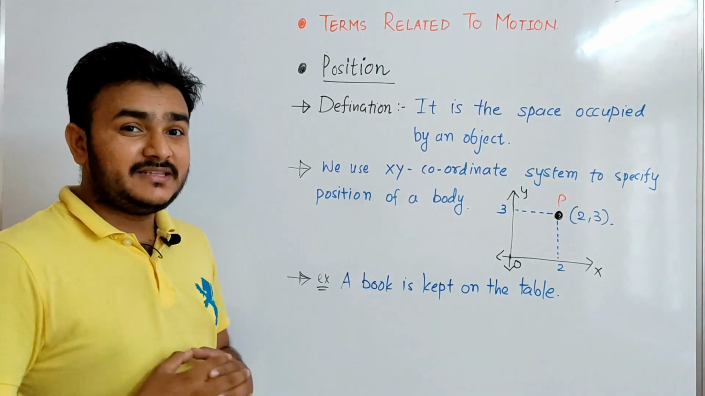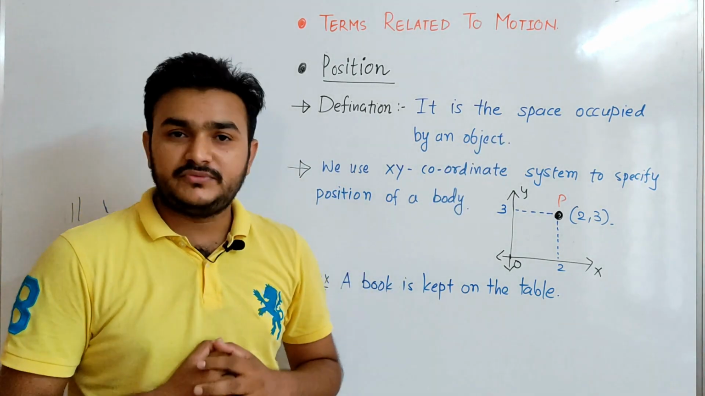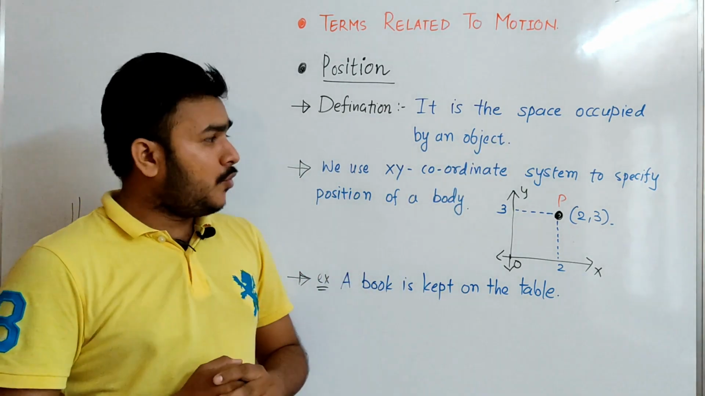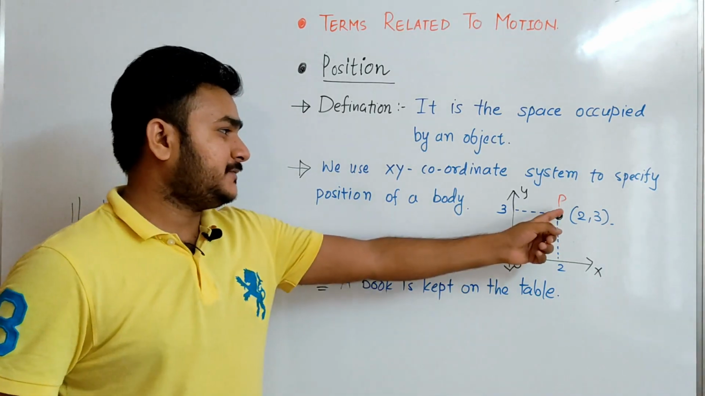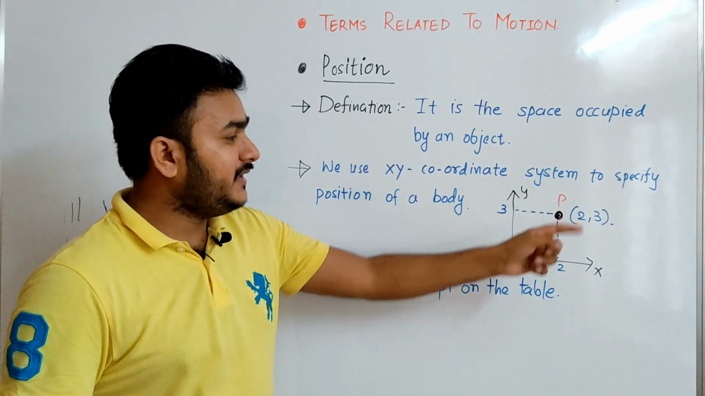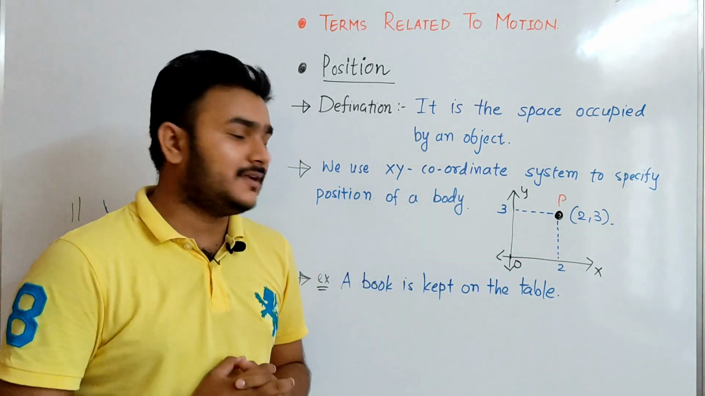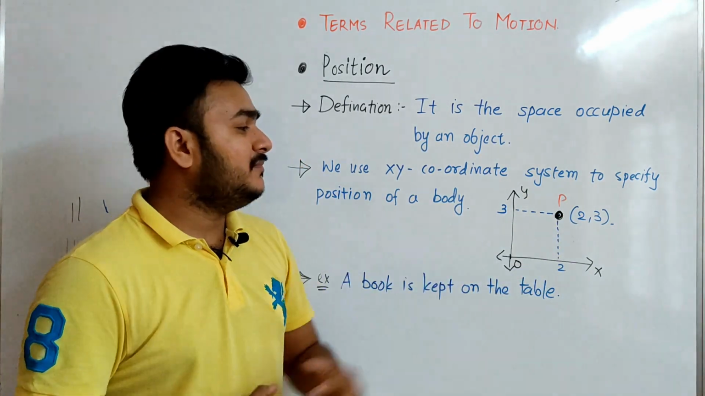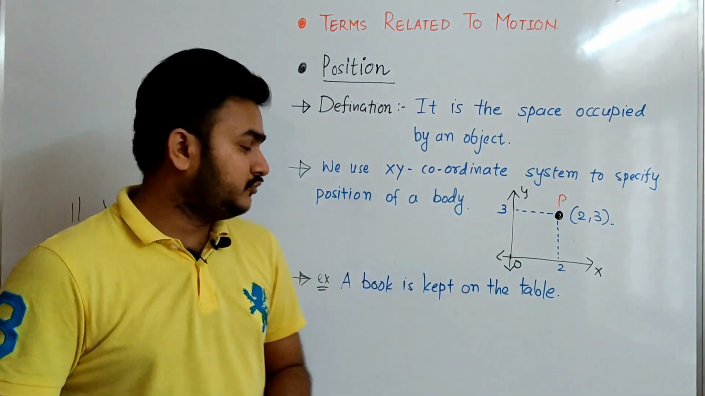Okay, so the next point is position. Position is defined as the space occupied by an object. So we use the XY coordinate system to specify the position of a body in physics. Generally, for example, if I want to specify the position of the point P, then I should take the help of the OXY coordinate system, and I will measure its position with the help of the coordinates (2, 3).